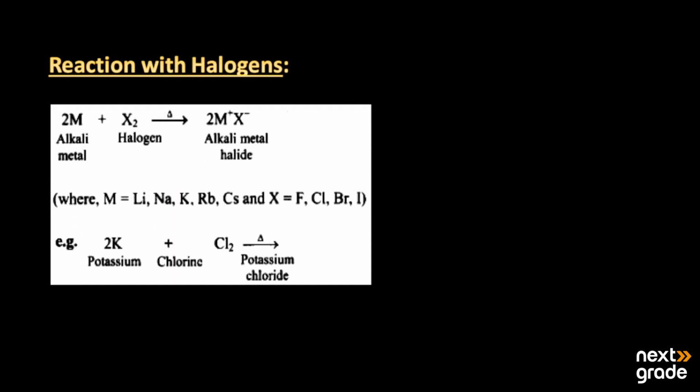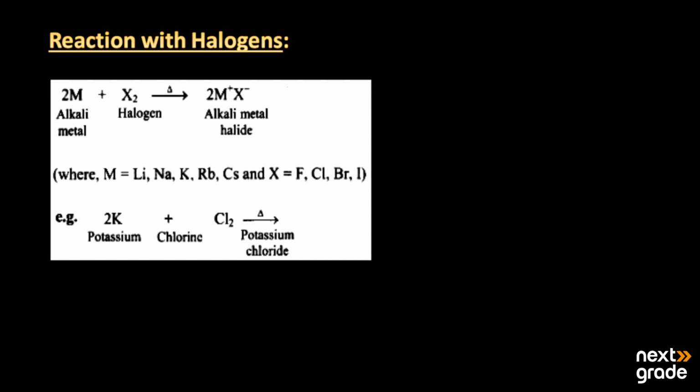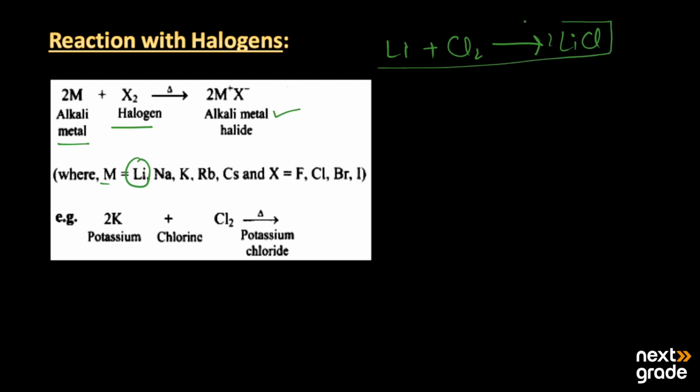Along with this, we can also learn the reactions with the halogens. When alkali metals react with the halogens, they produce alkali metal halides. Where M, for example, we can take as lithium, and the halogen we can take as any of fluorine, chlorine, or bromine. Likewise, we take chlorine. Then the product that we gain is lithium chloride, which is a very stable compound.